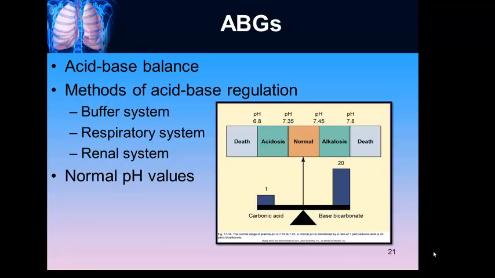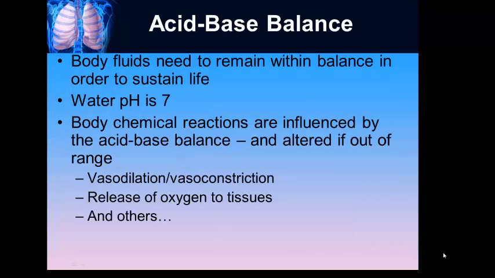Okay, so there are three methods of acid-base regulation that occur in our bodies. They're the buffer system, the respiratory system, and the renal system. You need to understand each of these levels and also know the normal pH levels. The reason it's so important to know the acid-base balances is that our body tissues need to remain in a certain balance of pH in order to sustain life.